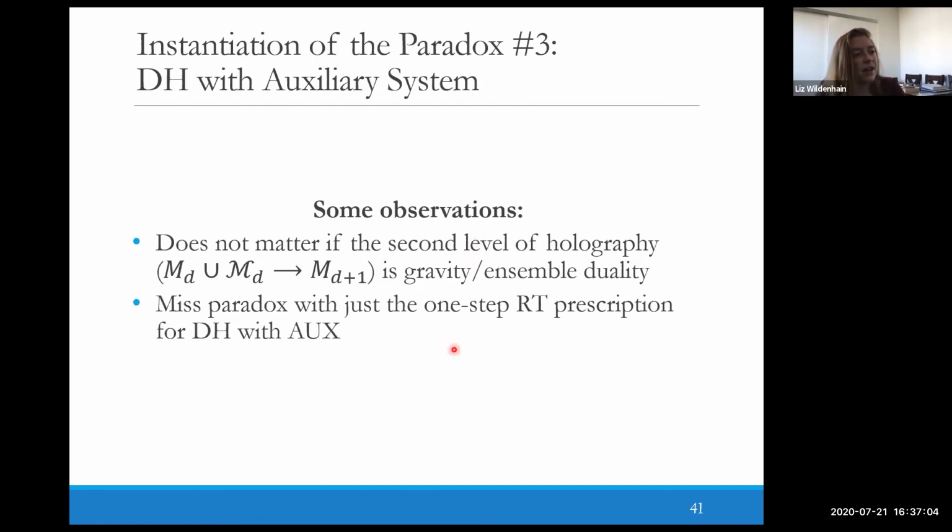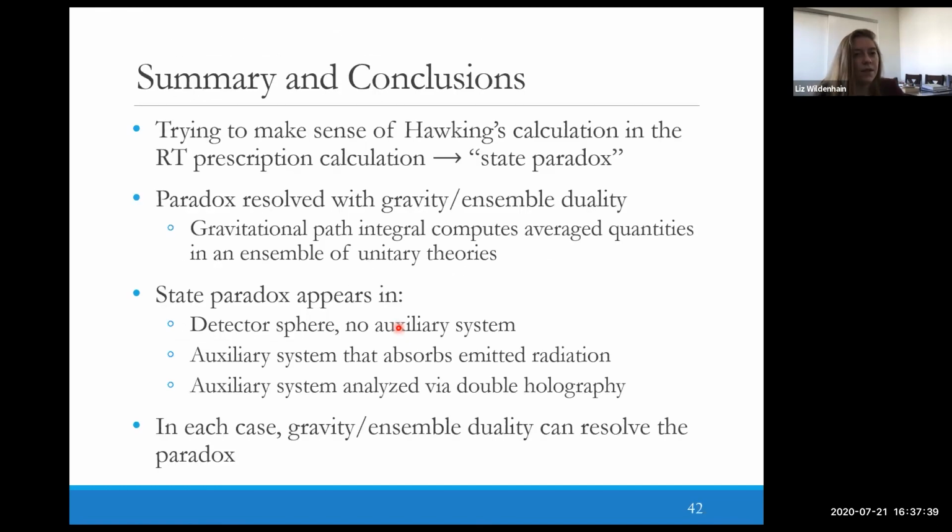And another observation is that if you look at just the double holography, so you just look at the first level to the third level, the lowest dimensional level to the highest dimensional level, and you look at that duality only, you do not see the paradox. You just find the result consistent with unitarity. But at the same time, you also skip over the level that describes the evaporating black hole most naturally. So you lose contact with that. So that concludes this final example of the state paradox.